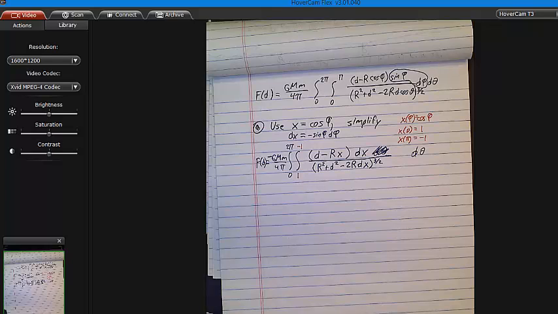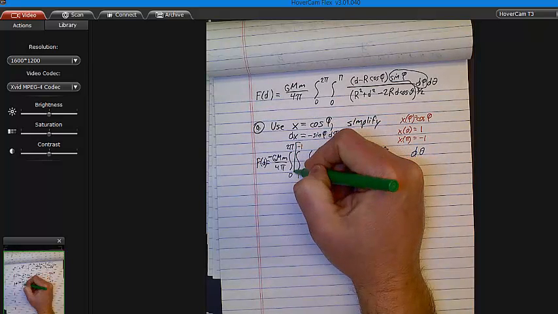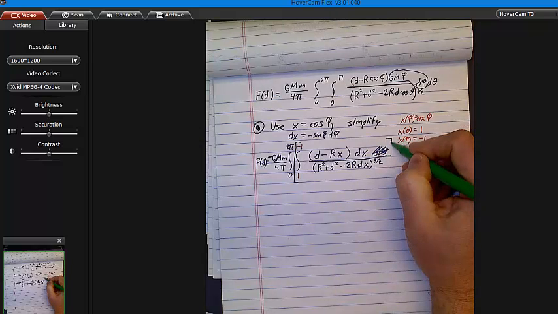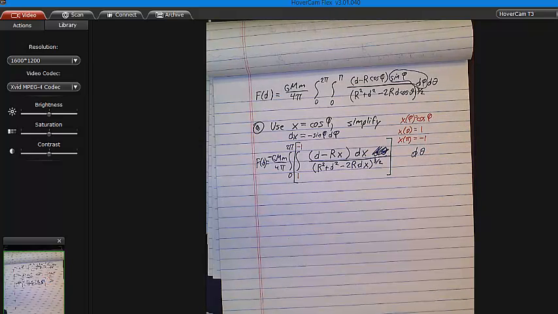I think I'll do that. Okay, let me show you what I would do, honestly, next on this. I would take a look at this big, ugly mess. You see it? How many thetas do you see hanging around in that big, ugly mess? Nothing.